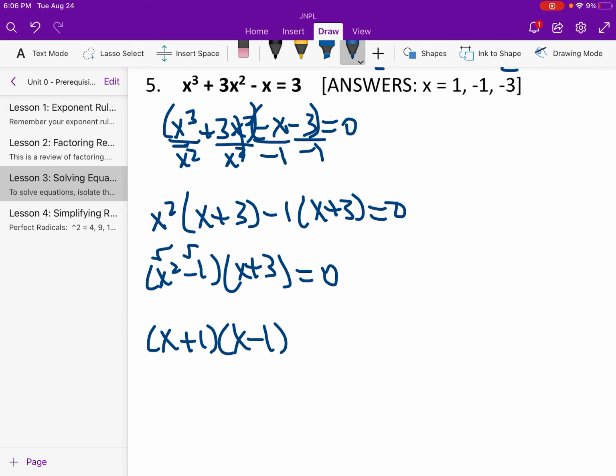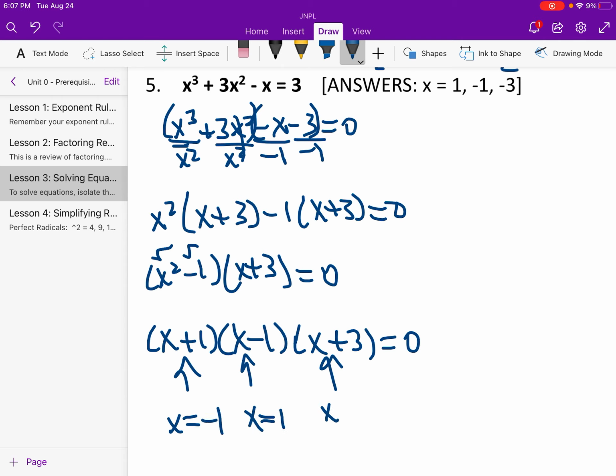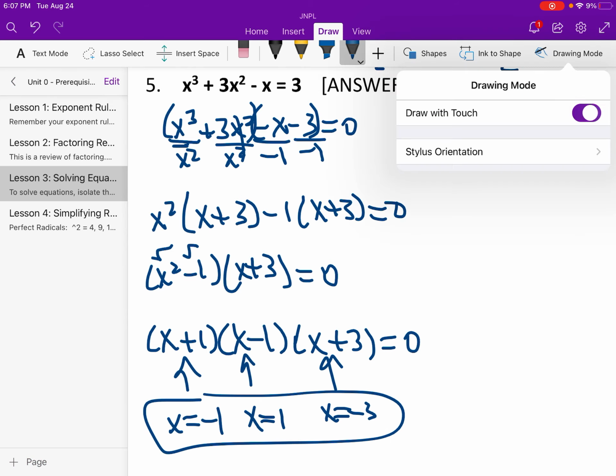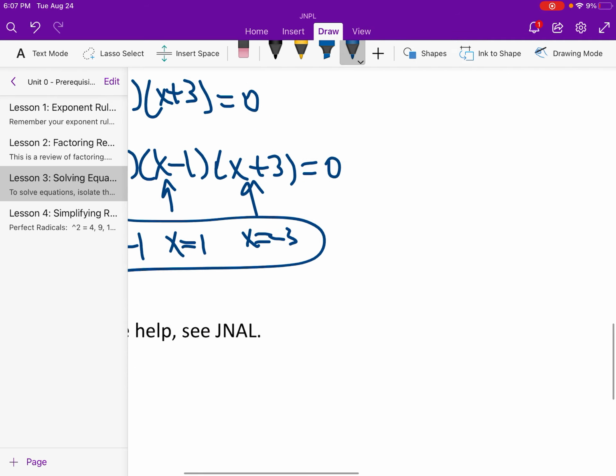So we would get those factors, and then set equal to 0. And when you set each of these equal to 0, you pretty much just change the sign of what it is. And these are your answers. So that is solving equations.